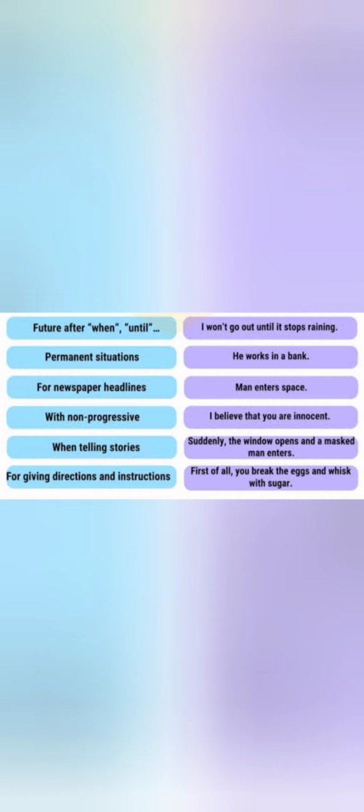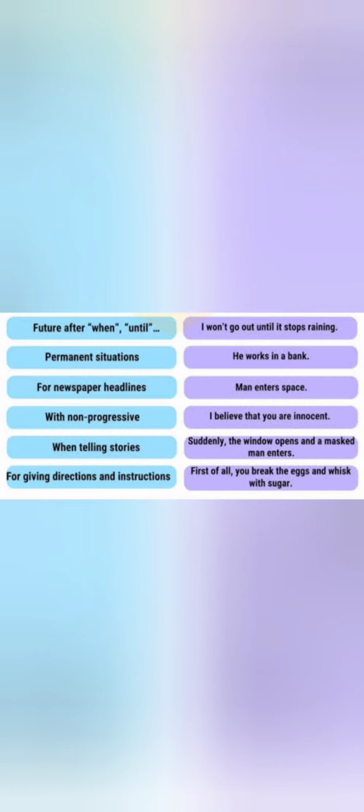Now look at the next usage, for newspaper headlines. We can also use the simple present tense for newspaper headlines. Okay, for example, man enters space. Now look at the next usage with non-progressive. So we can use the simple present tense for non-progressive sentences.